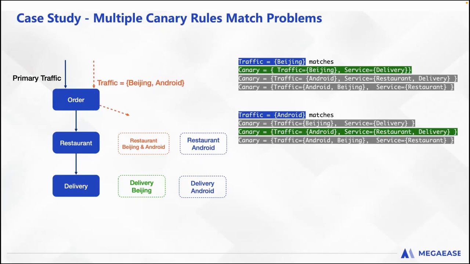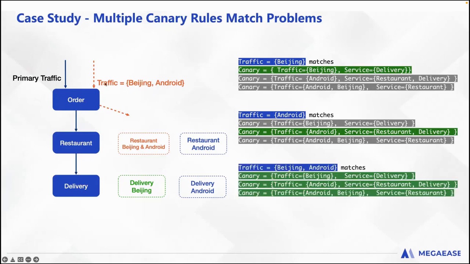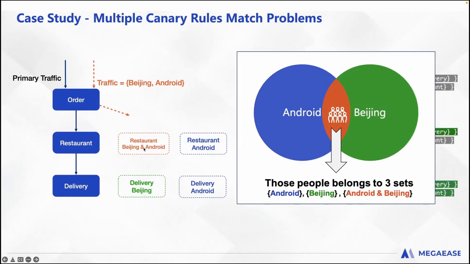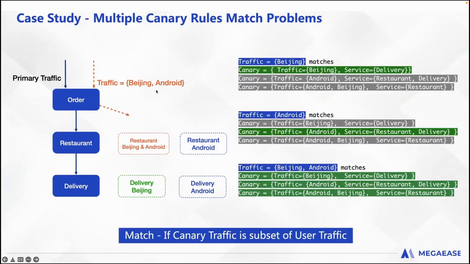But what happens for traffic that contains both Android and Beijing tags? It matches all three canaries, and there is no unambiguous way to route the traffic. This is how it looks in terms of sets. Since in terms of math, the canary rule is matched if canary traffic is a subset of user traffic. So how should we handle the multiple matching problem?